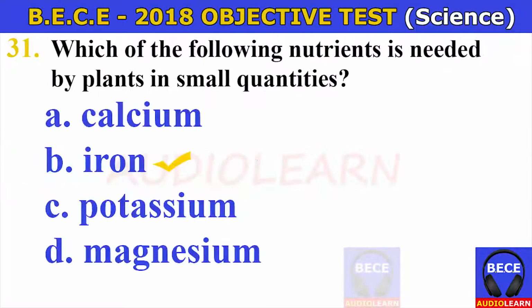Number 31, which of the following nutrients is needed by plants in small quantities? A, calcium, B, iron, C, potassium, D, magnesium. And the answer is B, iron. Which of the following nutrients is needed by plants in small quantities? And the answer is iron.